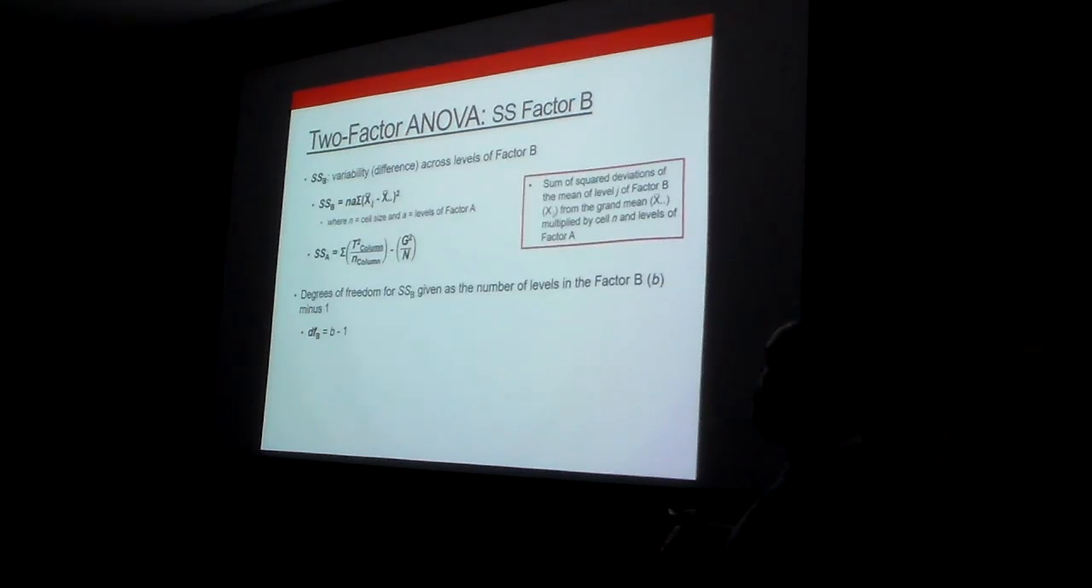Okay. Same thing with factor B. Factor B is going to be the same thing. This is just going to be the variability or difference across levels of factor B. Nick, remind me why we're talking about variability here instead of just looking at differences across our means. Why don't I just look at the differences across levels of factor B?